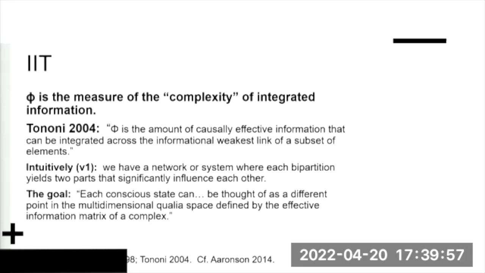And infamously, Scott Aaronson showed that a very simple structure in terms of Kolmogorov complexity could have a very high phi value. And some people have interpreted that as a refutation of IIT. I think what it is is a demonstration that we haven't quite got phi right yet.